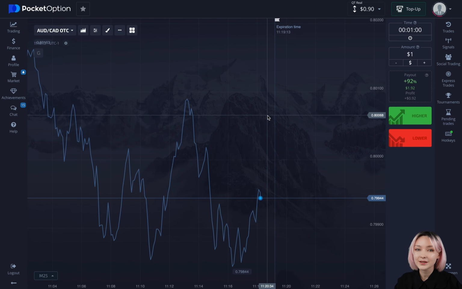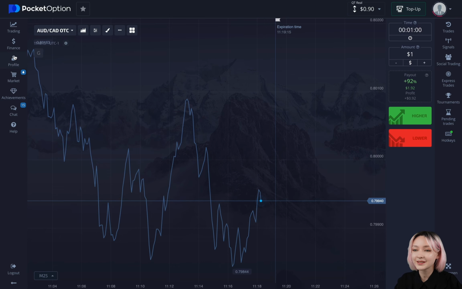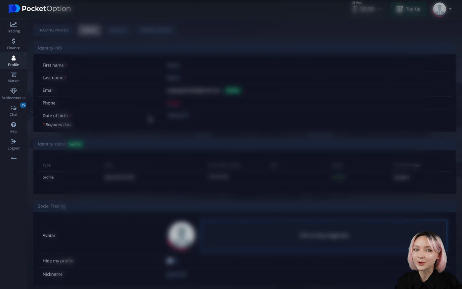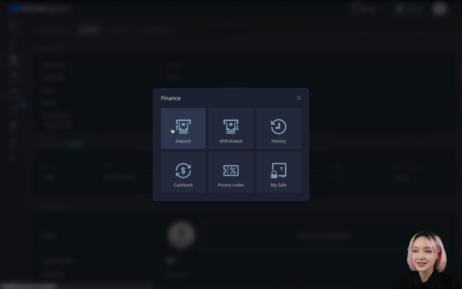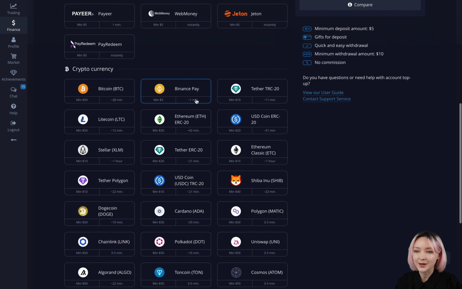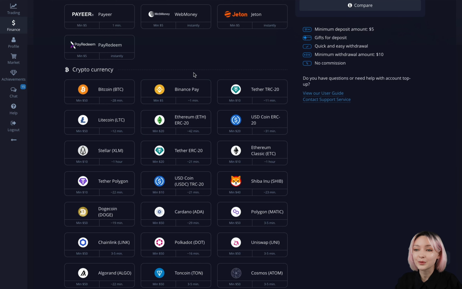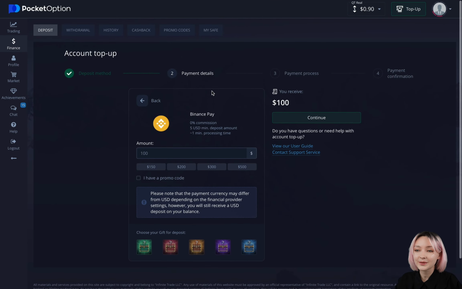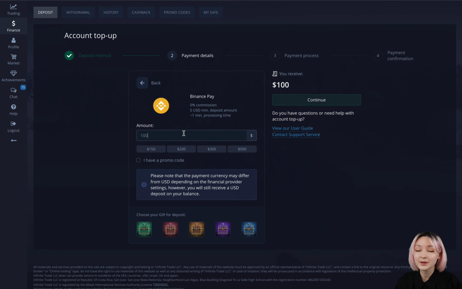For starters, go to the profile section and fill in your info in order to be able to withdraw your future profits. So then we're looking for the finance section, clicking deposit, and choosing any convenient method of payment. For instance, one can make a minimal deposit of $5 with the Binance Pay payment system. So you're free to use any payment service provider that allows a minimal deposit amount of $5 to $10.